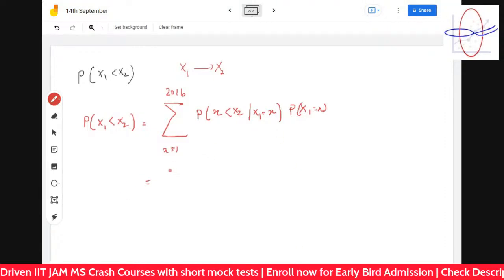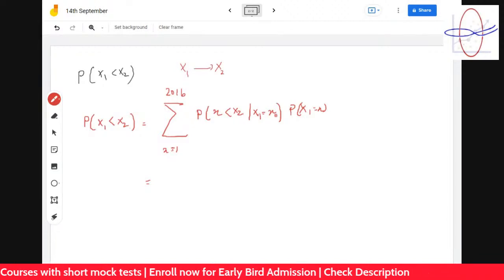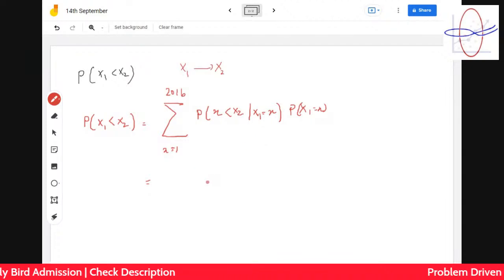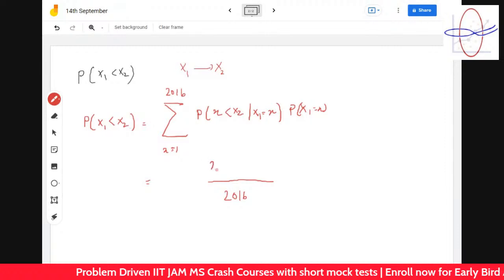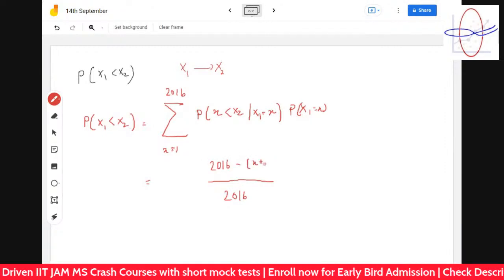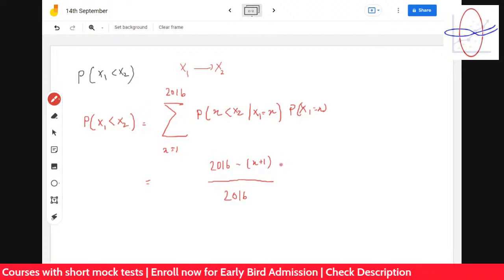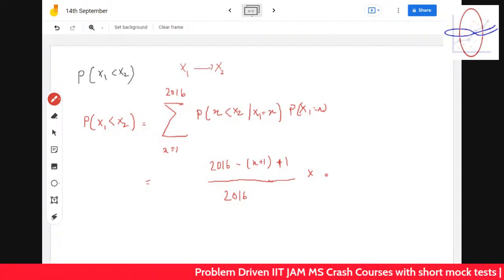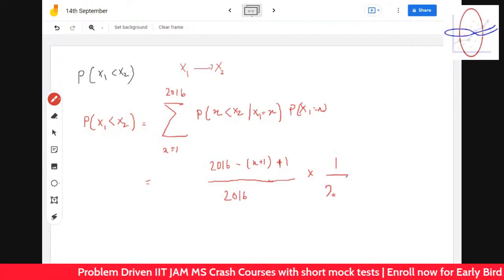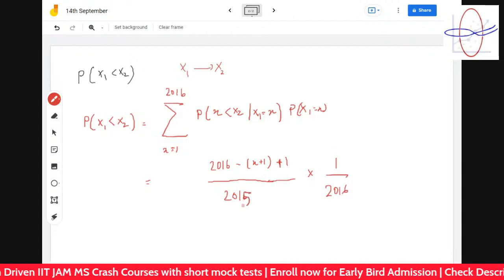If we have picked x1 equal to x, what is the probability that x2 is greater than x? There are 2015 balls now. The values x2 can take if greater than x are x plus 1 up to 2016, so the number of options is 2016 minus x, times the probability that x1 is equal to x. Initially it's uniformly distributed, so it's 1 by 2016. Sorry, it's 2015 for the first factor.